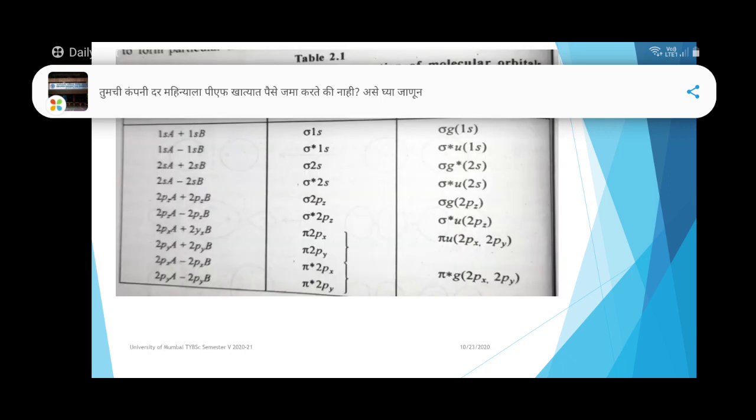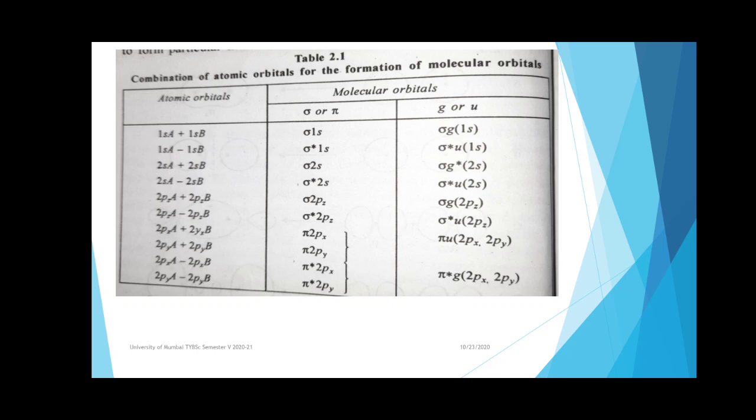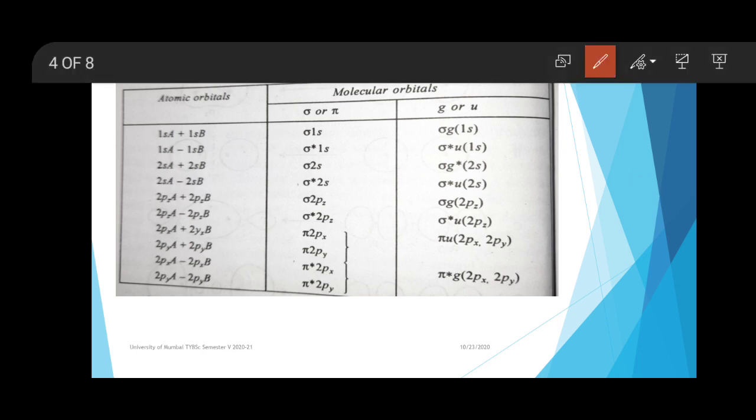Now this combination can also be given in a tabular form. As I said earlier, if I have, let's say, two atoms, atom A and atom B, you can see here, let's say these are the orbitals of atom A and these are the orbitals of atom B.